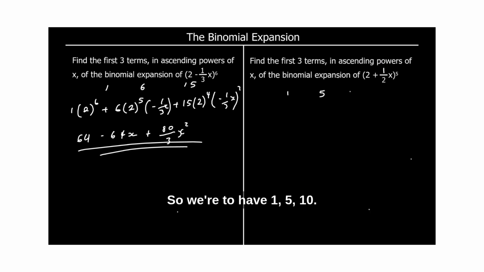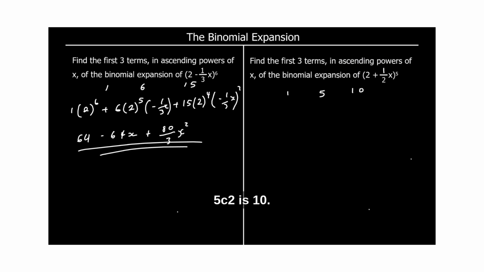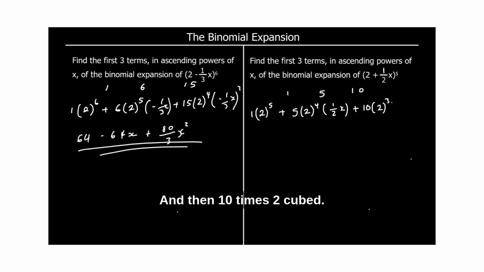So we're going to have 1, 5, 10 as our coefficients. They're from the Pascal's triangle. 5C0 is 1, 5C1 is 5, 5C2 is 10. So the first one, we have 1, then 2 to the power of 5. Then our next one, 5 times 2 to the power of 4 times half x to the power of 1. And then 10 times 2 cubed, and then half x squared.